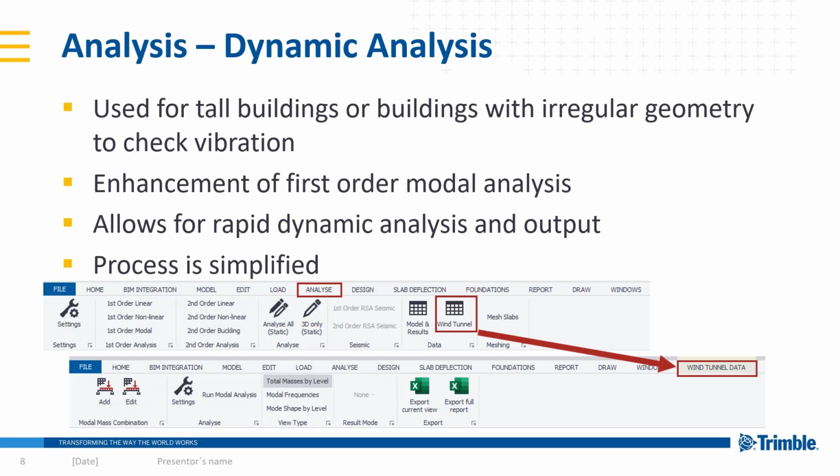Now all the inputs, analysis process, and output can be found in the same place. This allows for easy creation and rapid output because of the more simplified process. To find dynamic analysis, the way to do that is to click on the Analyze ribbon and click on the wind tunnel icon. What this will do is it will activate a new ribbon called Wind Tunnel Data, where all the input, analysis process, and output can be located.